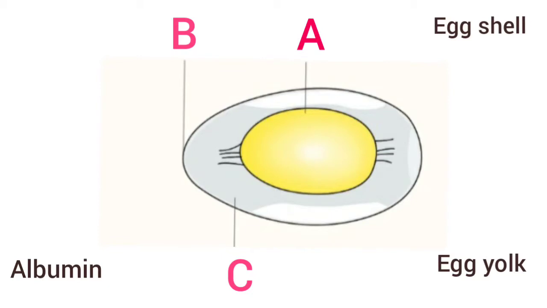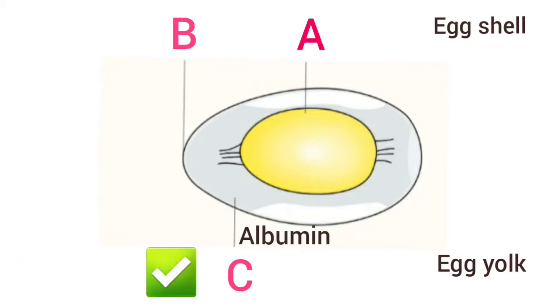Students, shall we start from the word albumin? Where will the albumin come? Is A part albumin? No, because A part denotes the yellow-like substance. We know that albumin is a white jelly-like substance. So the A part is not albumin. B part? No. And the C part denotes the white jelly-like substance, that is called albumin. So C part is albumin.